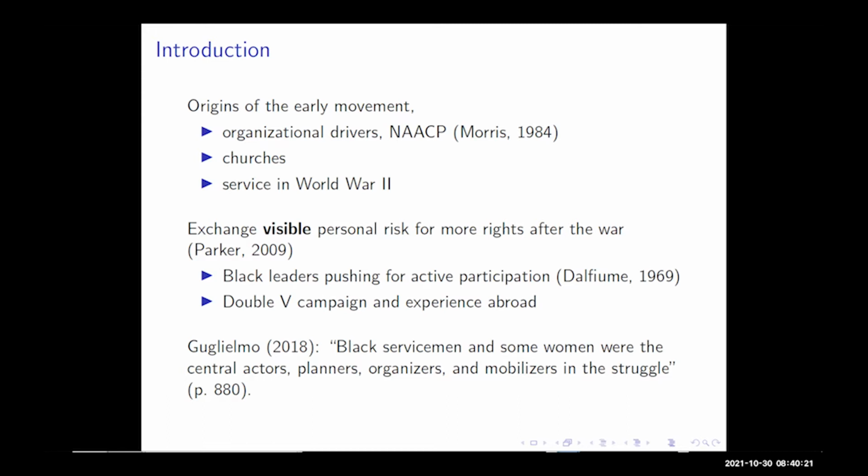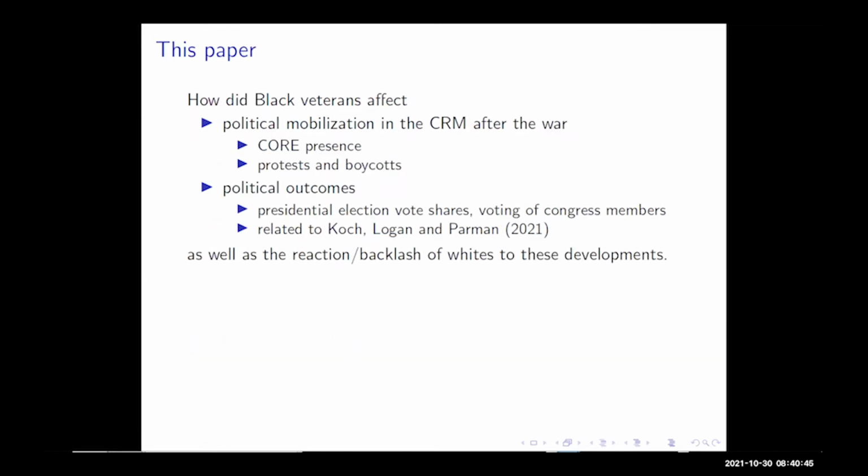And recent work by historians such as Guillermo attributes quite a lot of the earliest civil rights movement straight after World War II to this service component. So Guillermo writes that Black servicemen and some women were the central actors, planners, organizers, and mobilizers in the struggle. And that's the idea that we want to test in this paper. So we want to see how Black veterans affected political mobilization in the civil rights movement after the war.